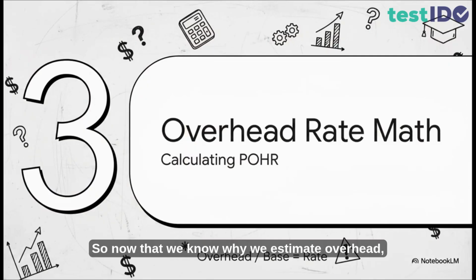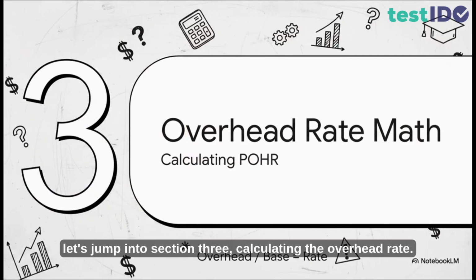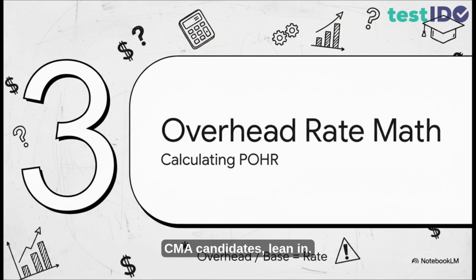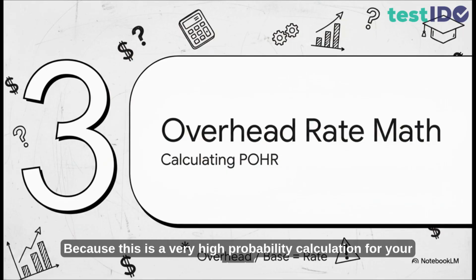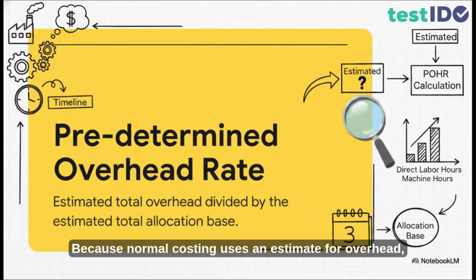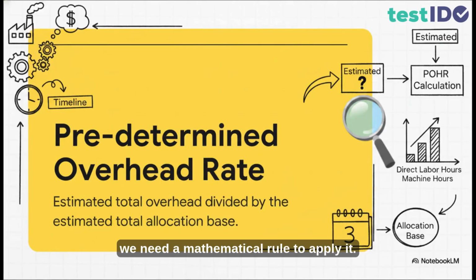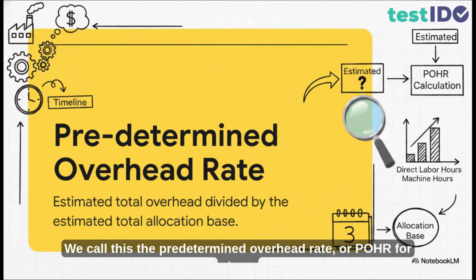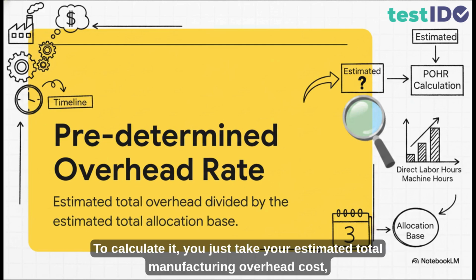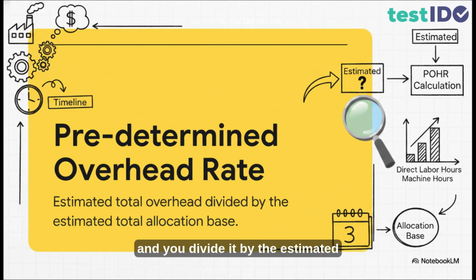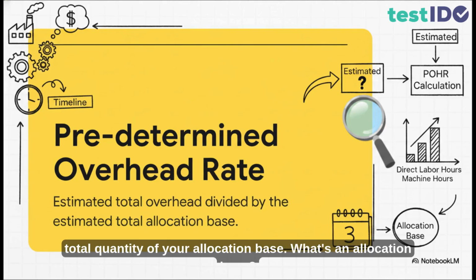So, now that we know why we estimate overhead, let's jump into Section 3, calculating the overhead rate. CMA candidates, lean in, because this is a very high probability calculation for your test. Because normal costing uses an estimate for overhead, we need a mathematical rule to apply it. We call this the predetermined overhead rate, or POHR for short. To calculate it, you just take your estimated total manufacturing overhead cost and you divide it by the estimated total quantity of your allocation base. What's an allocation base?